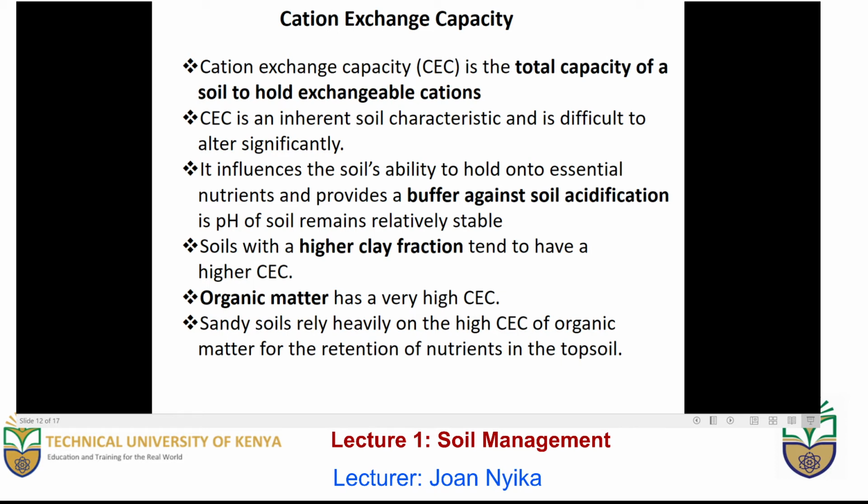However, there are some processes that can be used to enhance the CEC. These include the addition of soil organic matter and ensuring that soils have a higher clay fraction. This can be achieved by modifying the soil structure from those we called prismatic, massive, and blocky to what we said is granular.